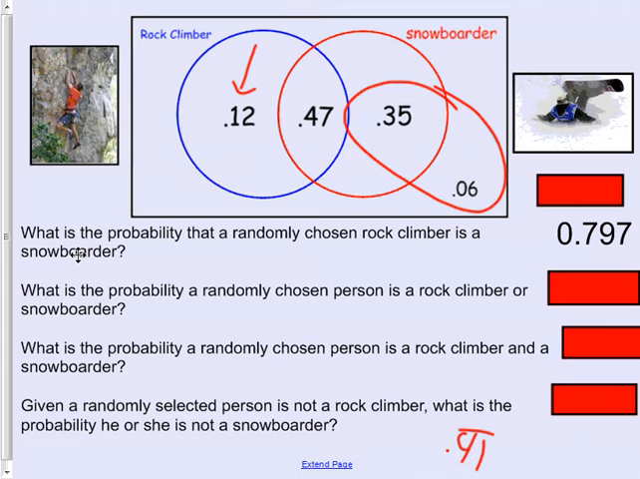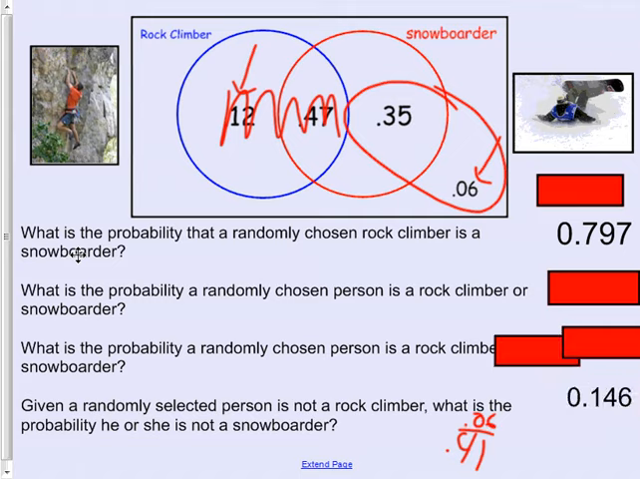I can't choose from those. Those aren't possible. That's another reason that if you circle some that are the ones you want, scribble out the other ones, and you won't by accident grab them and put them in your answer. Okay, which are not snowboarders then? Just those. So it's 6 out of 41, and that's what comes out to 0.146.